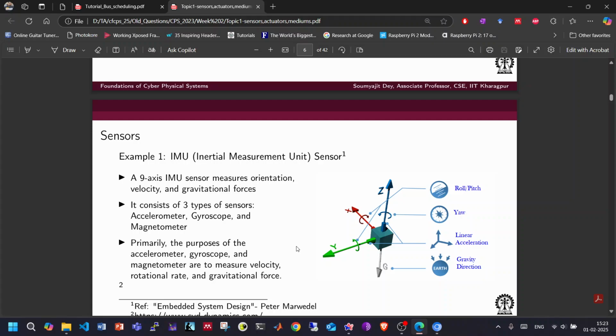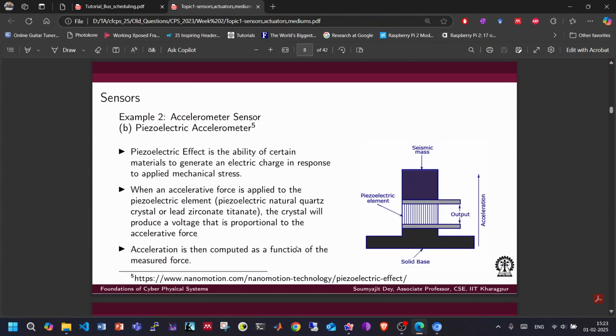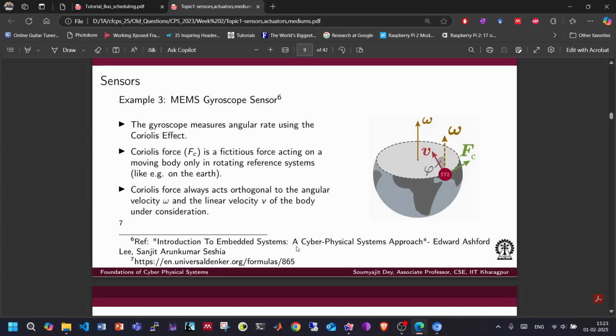There is the MEMS gyroscope sensor. The gyroscope sensor is one of the sensors used in inertial measurement units to measure the angular velocity or angular acceleration, obviously. It relies on the Coriolis force. What is Coriolis force? Anyone?